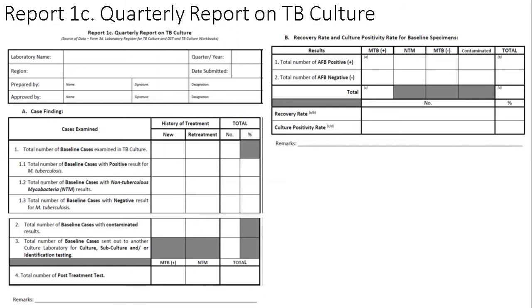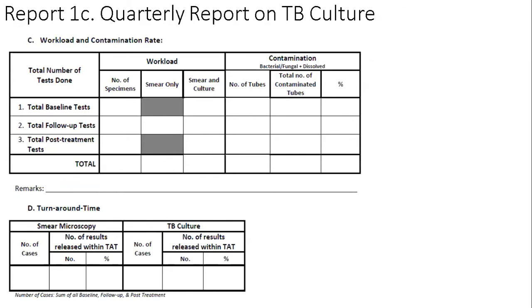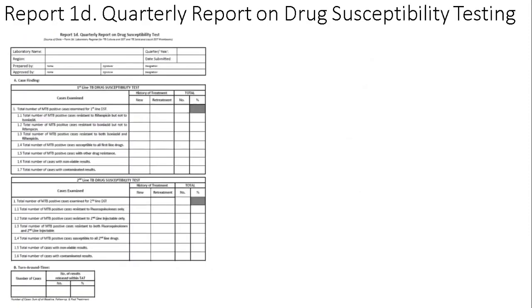na to, which is letter A, yung case finding, letter B, recovery rate and culture positivity rate for baseline specimens, letter C, workload and contamination rate, and letter D, lalagay na rin natin dito yung details regarding sa turnaround time. We can get the data from the laboratory register for TB culture and BSTB and TB culture workbooks sa Form 3D.